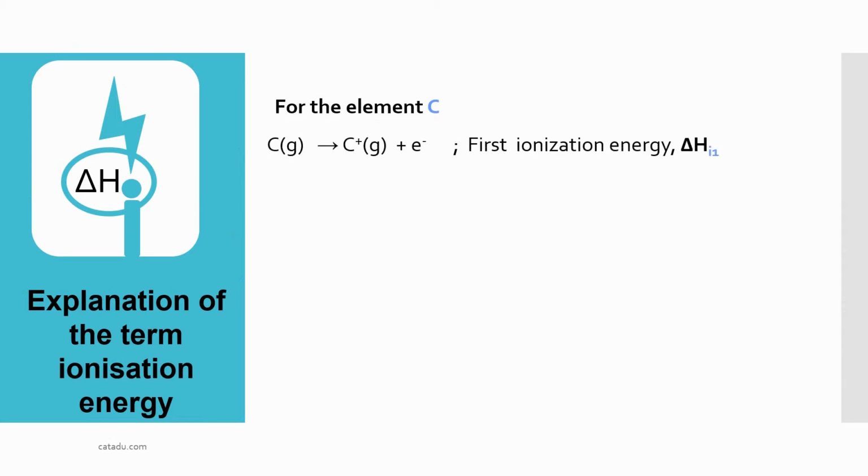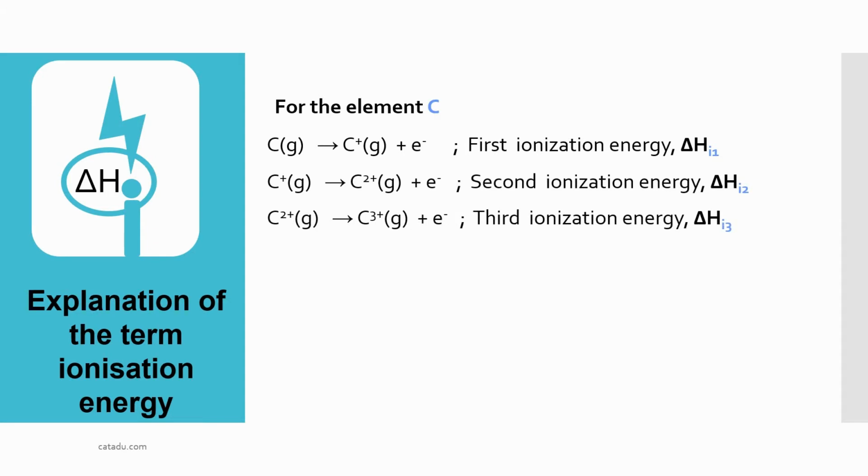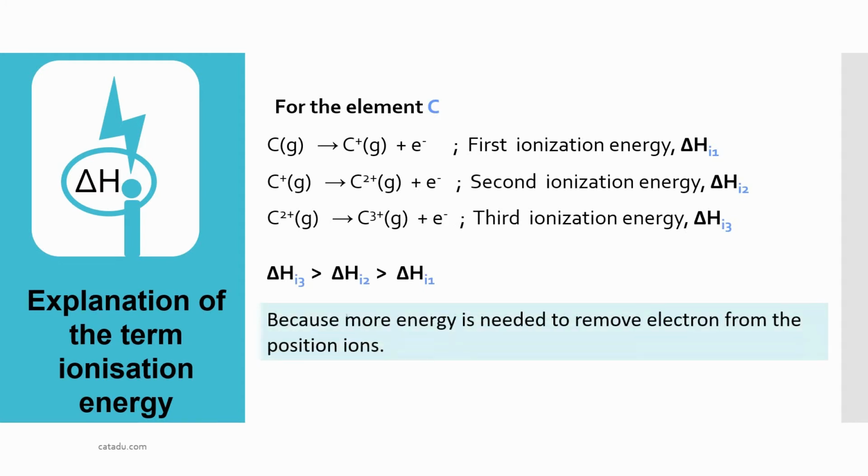If you give an example, carbon is solid at room temperature and pressure, but for the ionization energy you have to convert it to gas, then 1 mole of gas ions will be produced from 1 electron lost. This is the first ionization energy. From the 1 plus charged carbon, another electron is lost. That is the second ionization energy, and similarly for the third ionization energy. So the successive ionization energy increases. The third one has the highest of these three. The reason is that more energy is needed to remove an electron from the positive ions.